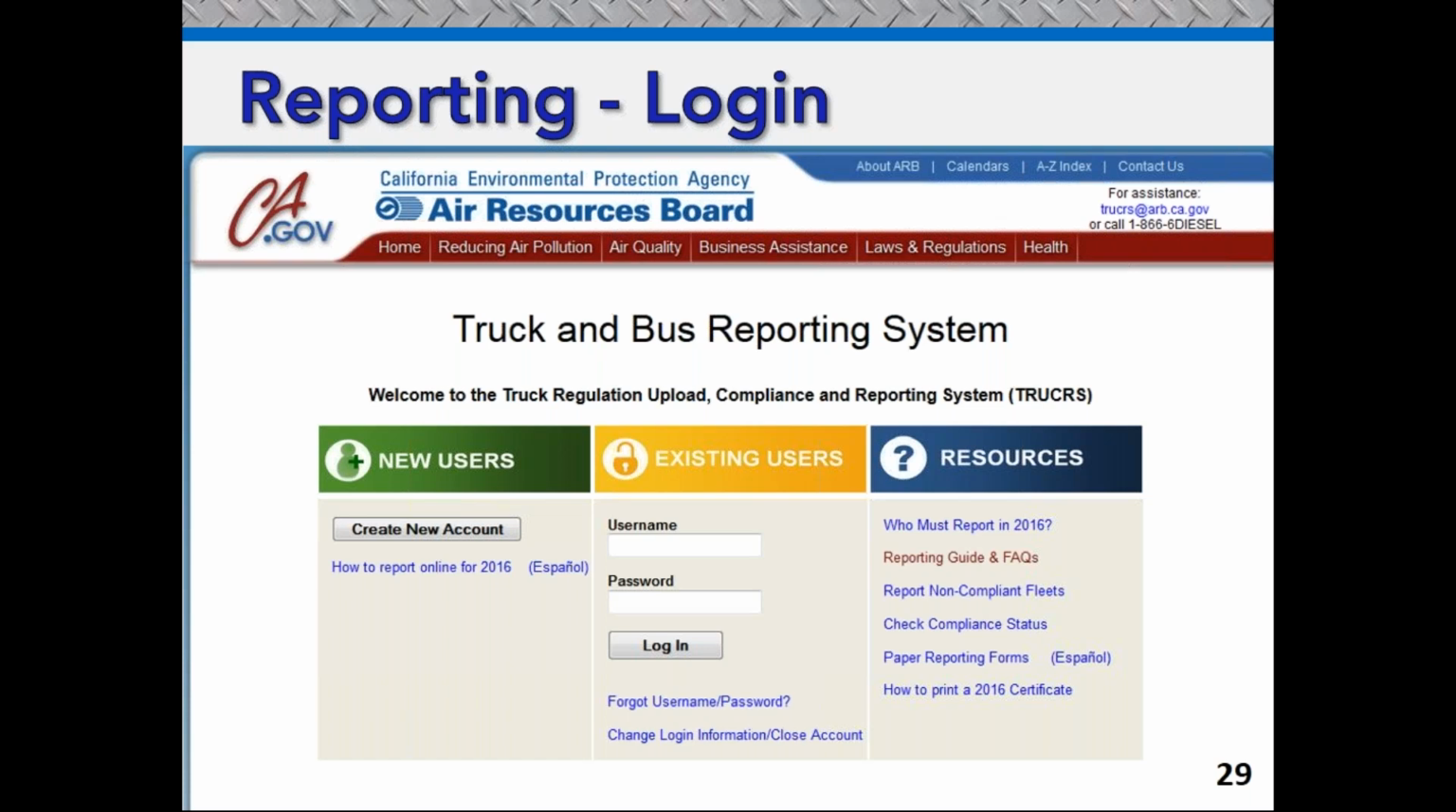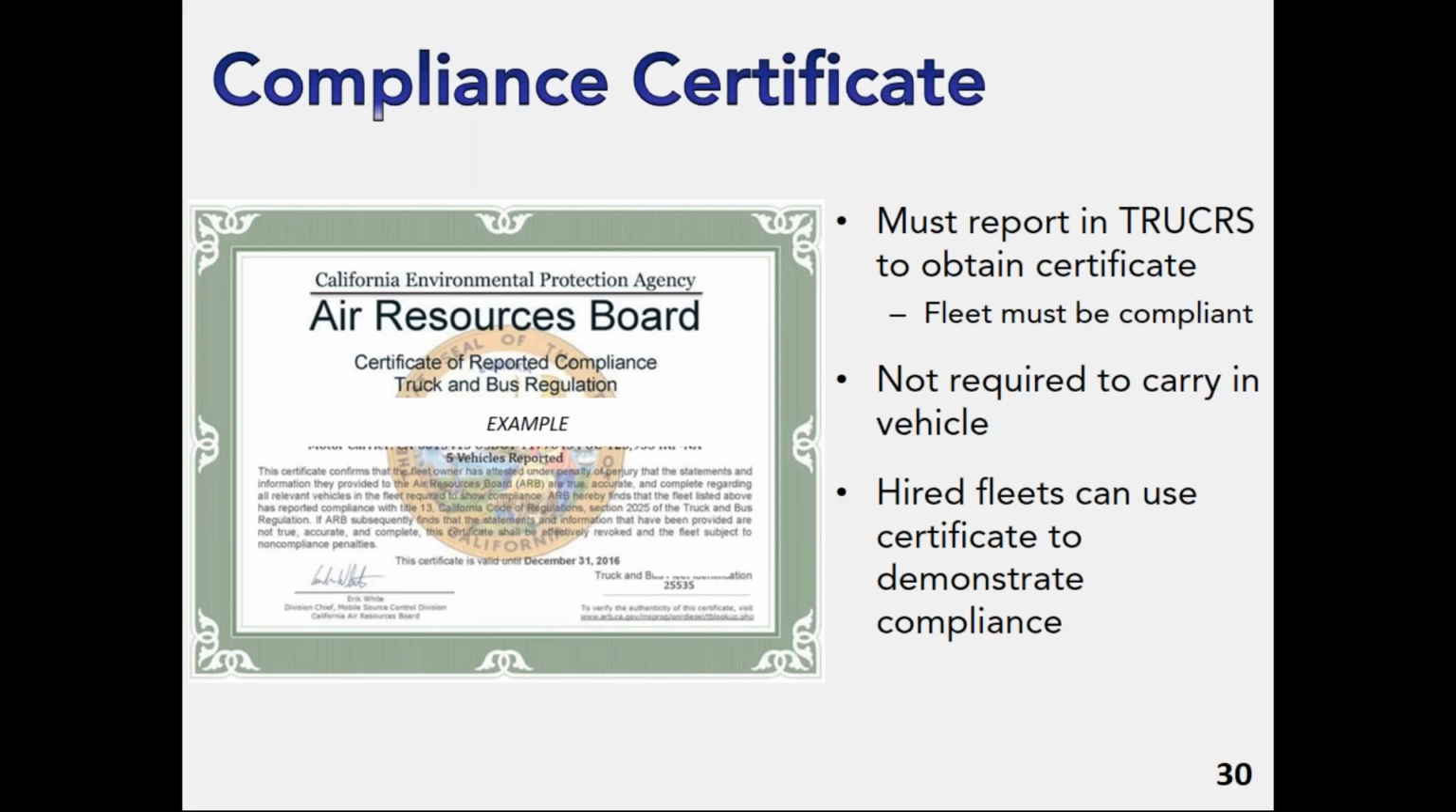Ultimately, one of the things that most people want to get out of the system is this certificate that you see an example of on the screen. This is an example of a certificate of reported compliance. Now, it is only available to those owners and operators of trucks and fleets that are reported in the TRUCRS reporting system, that their fleets, as they are reported, are compliant with the rule, and that have printed their certificate out for the year. That last one is a legal thing.